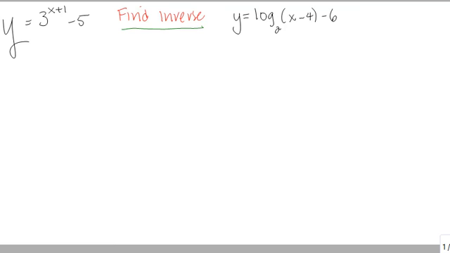Let's find the inverse of two different functions. So we're going to find the inverse of an exponential function and then the inverse of a log function. I'm actually going to start on the right and find the inverse of the log function first.